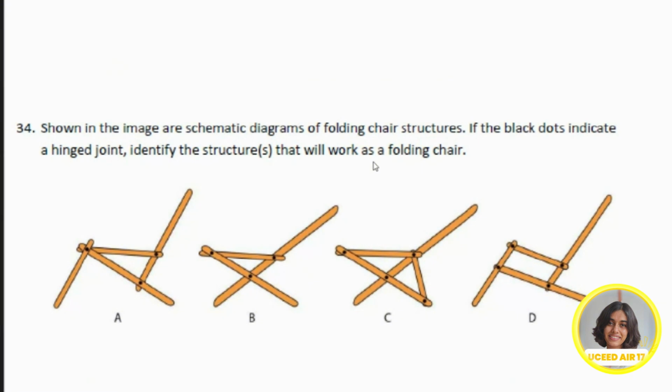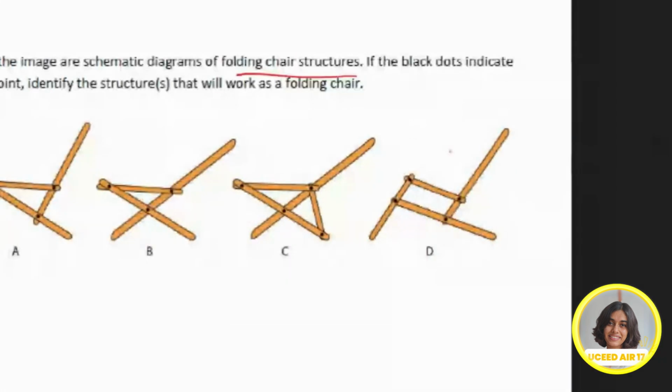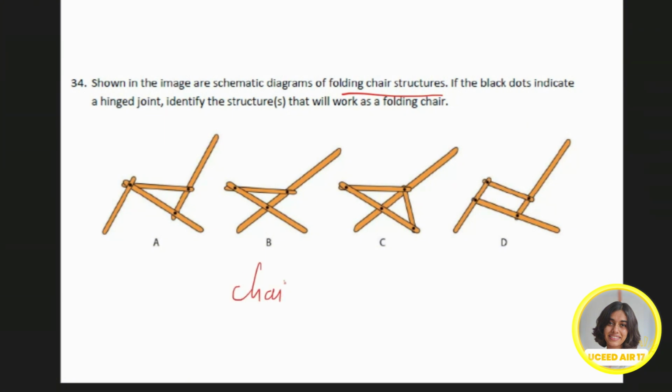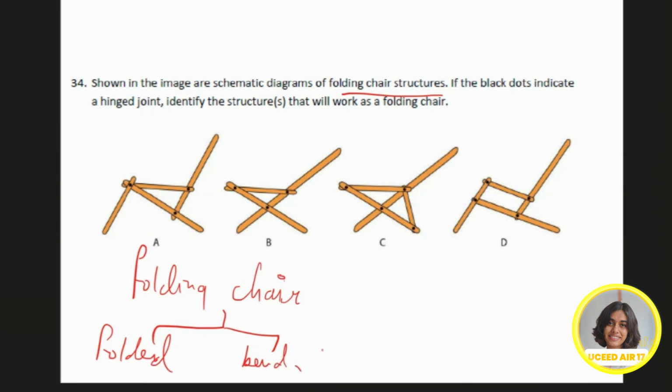This is the mechanical ability question. Let's go through it. Shown in the image are schematic drawings of folding chair structures. If the black dots indicate a hinged joint, identify the structures that will work as a folding chair. A folding chair has two main functions: it has to be folded, and when it's a chair, it should not bend and it should balance. These are the main three things which come up in the concept of a folding chair.